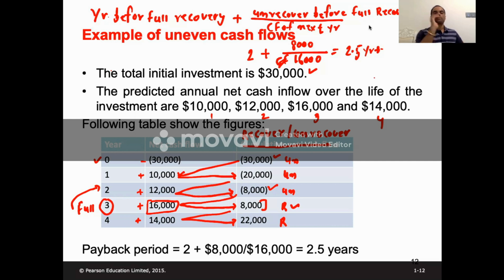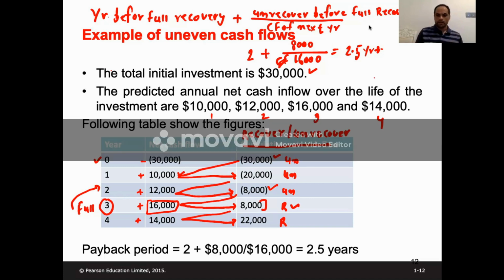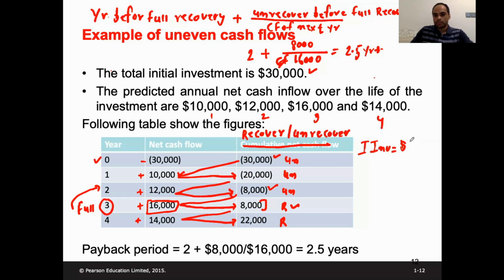No, you don't have to add, because this formula or this method is not about how much money you are earning. This formula is how fast you are recovering. I give you another example. For example, your initial investment is $10,000, which is year 0.